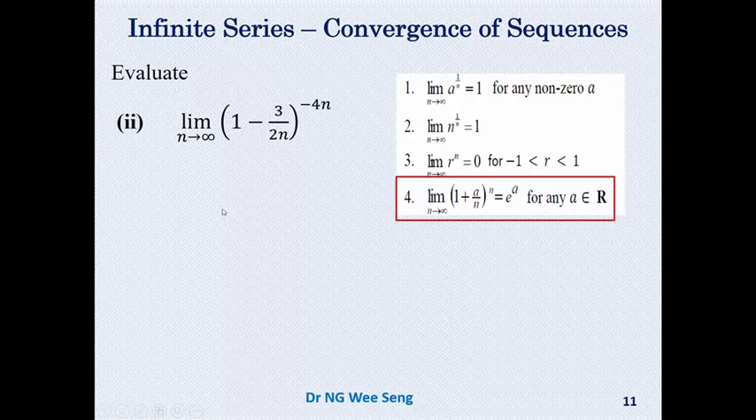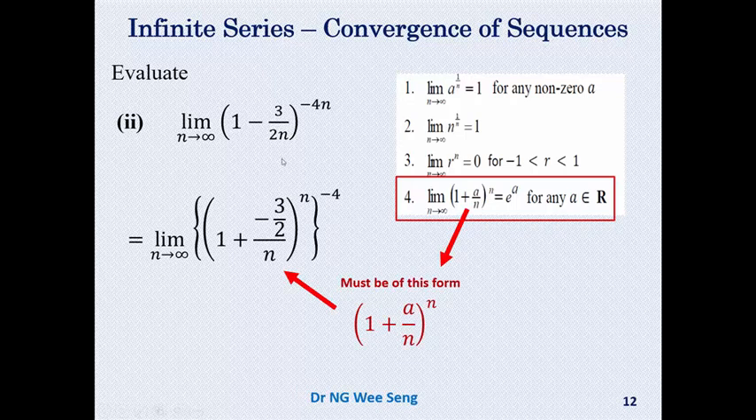Let's look at the second example. Inspecting this sequence, we can tell it is result number 4 that we need to use. However, there's one hurdle to clear. In order to apply result number 4, you have to write this term in the form 1 plus a over n. So what we do is, we write 1 minus 3 over 2n as 1 plus minus 3 over 2, which is going to be the little a, divided by n. Just do a quick check, these two are equivalent.